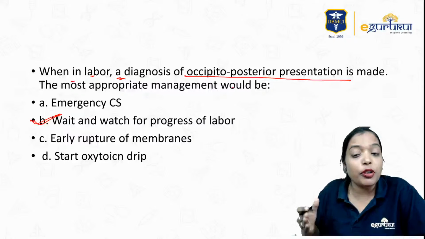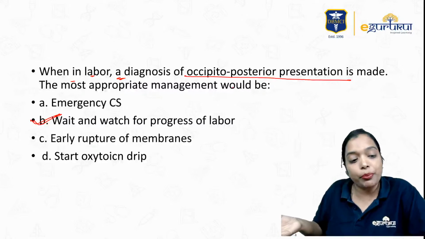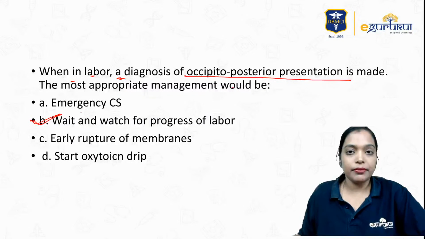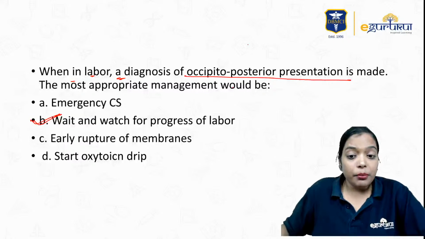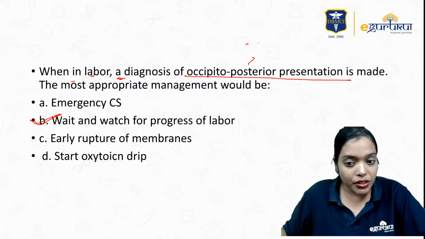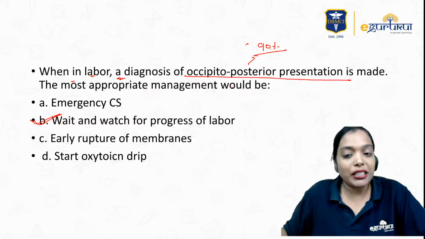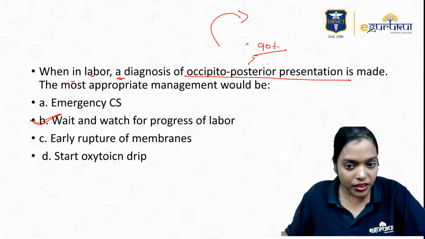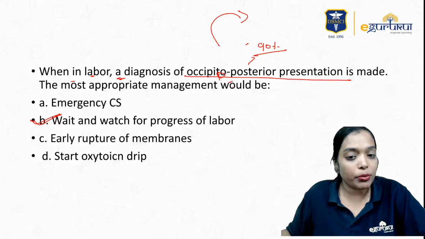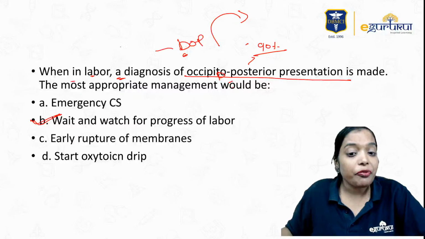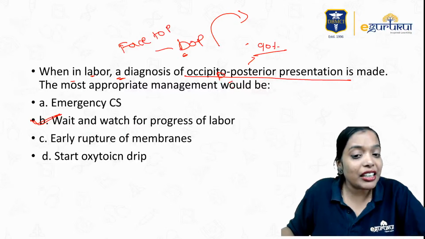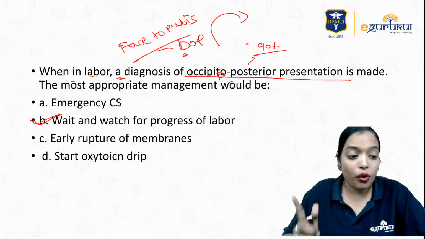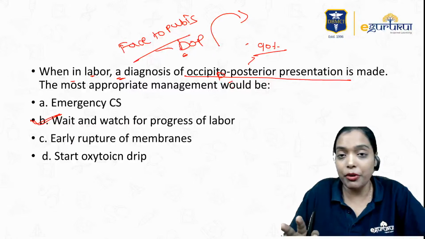So why in occipito-posterior presentation are we doing wait and watch for the progress of labor? Who can tell me the reason also? Because even when it is occipito-posterior, 90% of the babies can rotate 3/8 of the circle. Or sometimes if it is direct occipito-posterior, it can deliver as face to pubis. So there is definitely a chance of vaginal delivery. That is why we are waiting and watching. So OP position is not at all an indication for emergency cesarean.